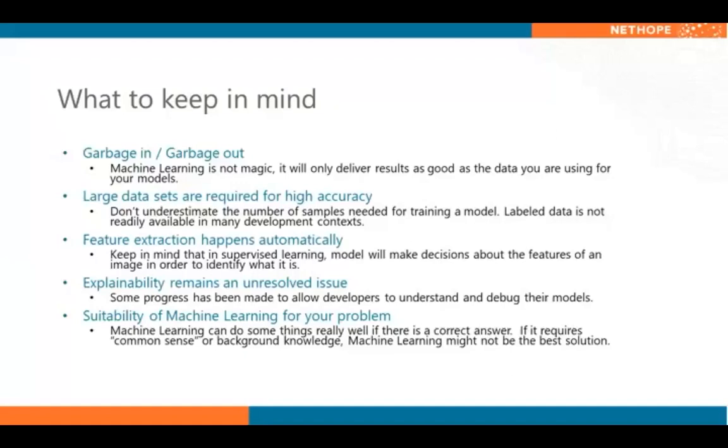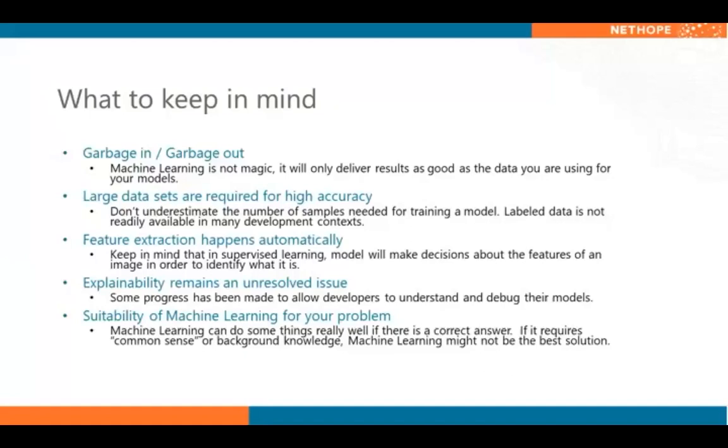In the same context, large data sets are required for high accuracy. Large is a relative term, but please don't underestimate the amount of data that you need to get a model trained that is really accurate. And I know that having access to labeled data is not trivial. So especially in the development context, if you are looking for an application of AI, keep in mind: where do you get the data from if you don't have it? How do you label the data? How do you keep the data fresh? How do you update the data? Because these are all inputs that have such a dramatic impact on your results.